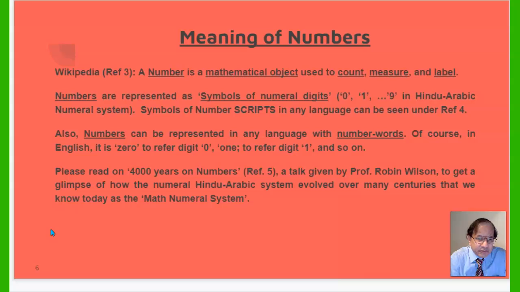Symbols of number scripts in any language can be seen under reference 4. Numbers can be represented in any language with number words. For example, in English, the word zero represents digit 0, and the word one represents digit 1, and so on.